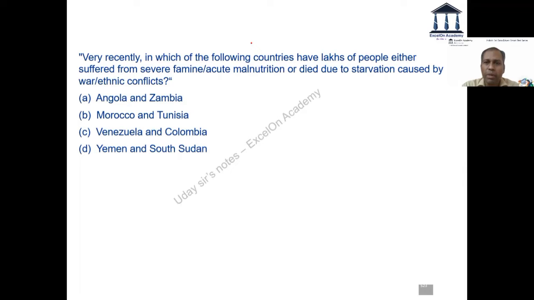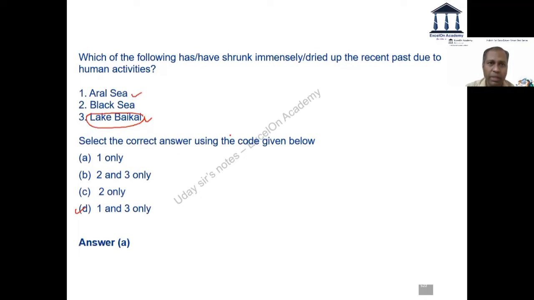You're right, Arun. Probably immensely is the key. One could say that, but immensely is highly subjective, no? And if you look at the number of articles for Baikal, it is on par with the number of articles on Aral. But you are right. The keyword immensely matters, and the Aral shrinking image is in NCERT. You are right, Vaibhav, because Aral has been shrinking since the 1980s. Baikal is a relatively recent phenomenon. But then, if you have looked at the question, they are saying recent past.